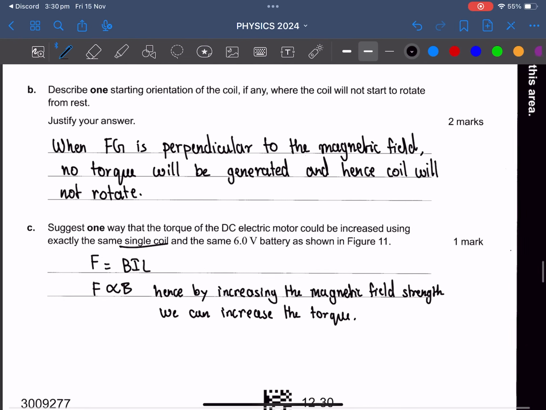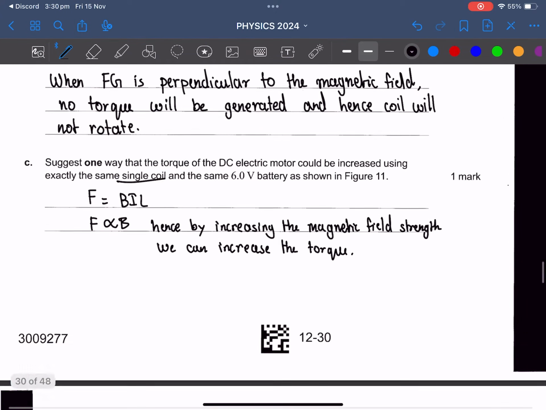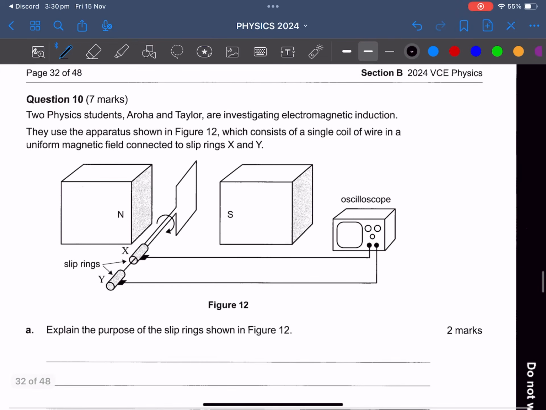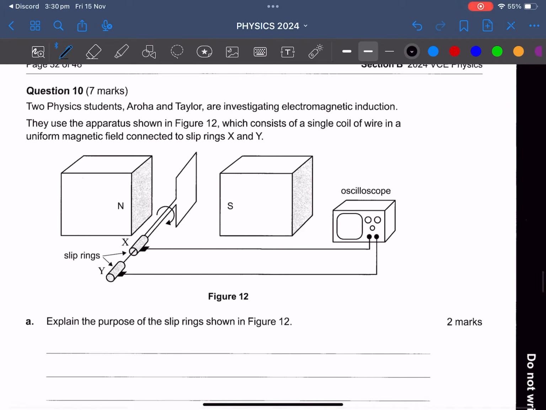Alright, yeah, part C makes sense. So let's move on to the next question. Page is blank. Okay, so two physics students, Aroha and Tyler, are investigating electromagnetic induction. They use apparatus shown in figure 12, which consists of a single coil of wire in a uniform magnetic field connected to the slip rings X and Y. Explain the purpose of the slip rings shown in figure 12.